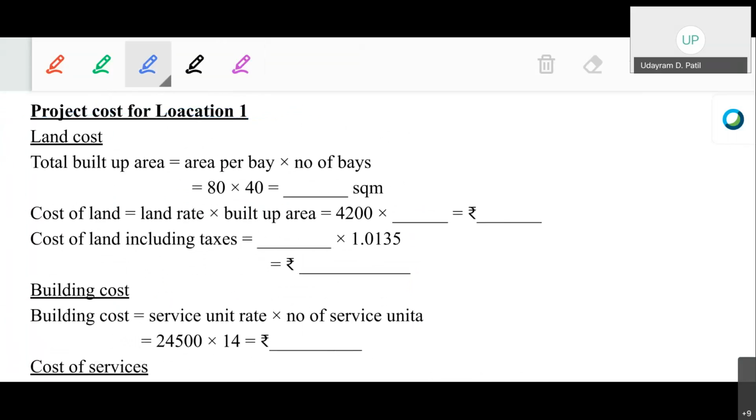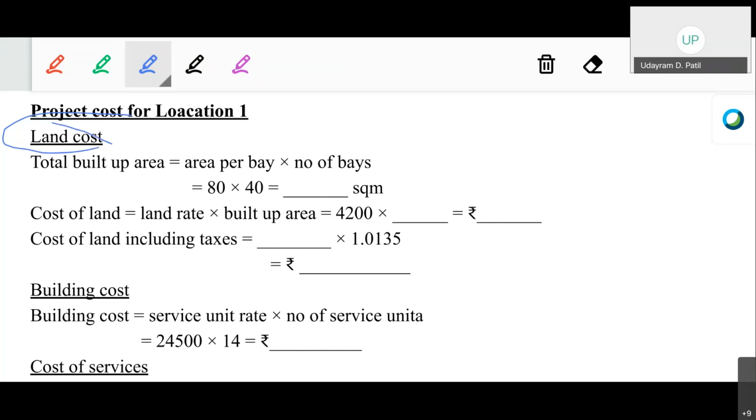Calculating the project cost for location one. Okay, so the project cost will be land cost plus total cost of the building. Whatever the cost of the building will be, plus the total land cost, that will be your total cost for the whole project. So first considering the land cost, the rate per square meter is already given to you. You have to find out the total built up area of the particular building.